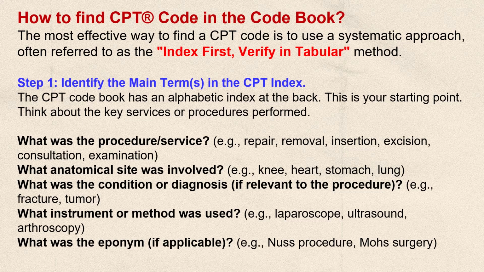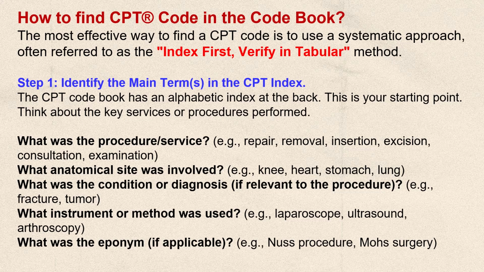Okay, let's see how to find a CPT code in the CPT codebook with real examples. The most effective way to find a CPT code is to use a systematic approach, often referred to as the index first, then verify in the tabular method. Step 1 is to identify the main term or terms in the CPT index. The CPT codebook has an alphabetic index at the back. This is your starting point.